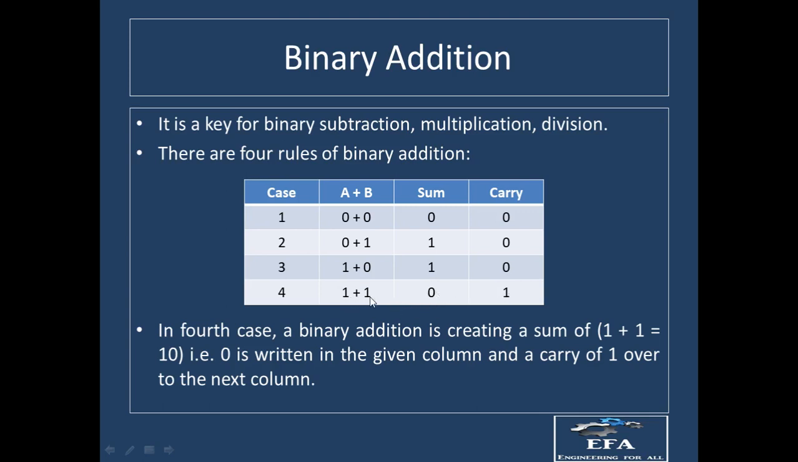Now here you need to understand why 1 plus 1 is equal to 0 and 1 and not equal to 2. We are dealing with the binary number system, and we all know that the binary number system deals with only two digits, that is 0 and 1. So when we have to represent 2, we can represent that number in binary as 1 0. So out of that number, 0 comes here and 1 comes here.